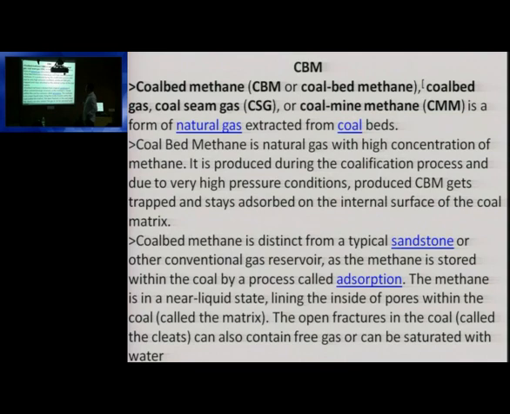Coal bed methane is nothing but a form of natural gas extracted from coal beds. These are all other names of CBM: it may be coal-based gas, coal seam gas, coal mine methane. It's all the same thing. How has it occurred? There are two terms which you need to understand.